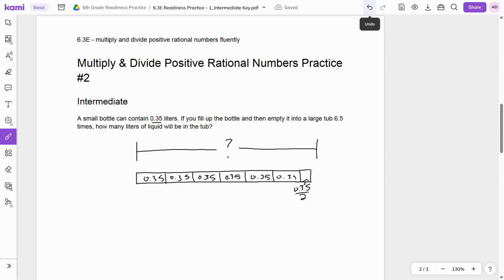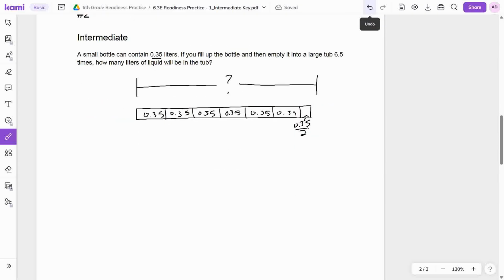Well, what that means is I'm going to multiply 6.5 times 0.35. I've got a lot of decimals. When we multiply decimals, we just ignore them for now. Pretend it's 65 times 35, okay? So that's going to be 25, that's 30, that's 32.